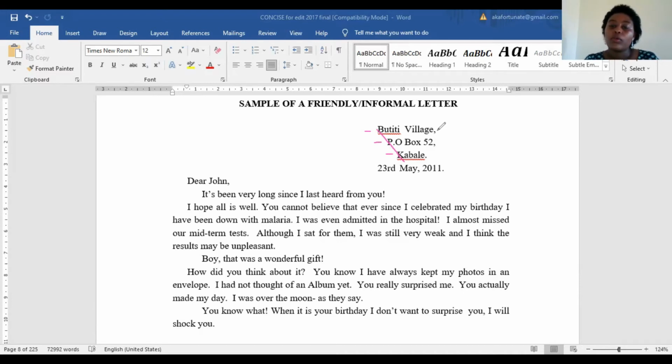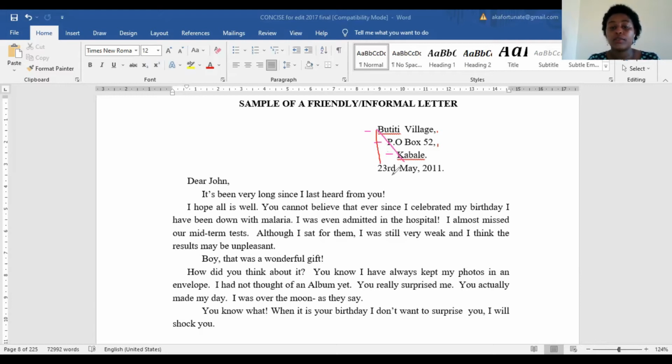So you see there is a comma here, there is another comma here, and when the address is done, then we put a full stop because we have completed that bit. Then we come to the date. When we are beginning the date, usually we want the date to begin on the same line with where your first word of the address started.